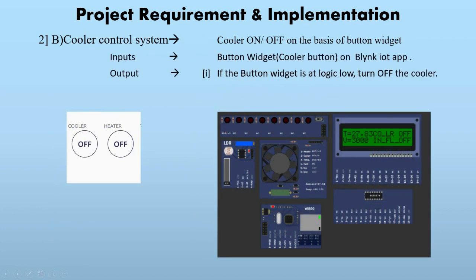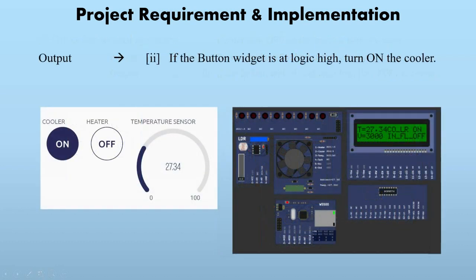The second requirement for this is the cooler control system. Here we have a cooler button which is currently off, and we can see the cooler is off and the temperature is 27.83. The input will be a button, so if we turn on the cooler we'll get cooler on, and if we turn off the cooler we'll see the cooler is off. Then if the button is on, the cooler is on and we can see the temperature decreases.